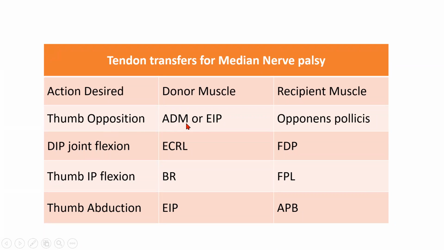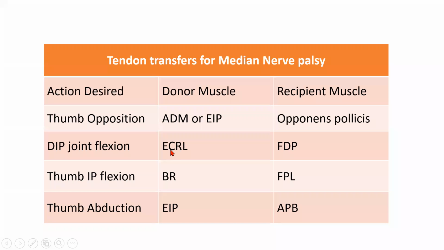So the donor muscle can be abductor digiti minimi, which is supplied by the ulnar nerve, or the extensor indicis proprius, right? So that can be used to compensate. It is rerouted. The tendon is detached from its original insertion, rerouted and attached to the base of thumb to give the opponens action. DIP joint flexion, that is lost.